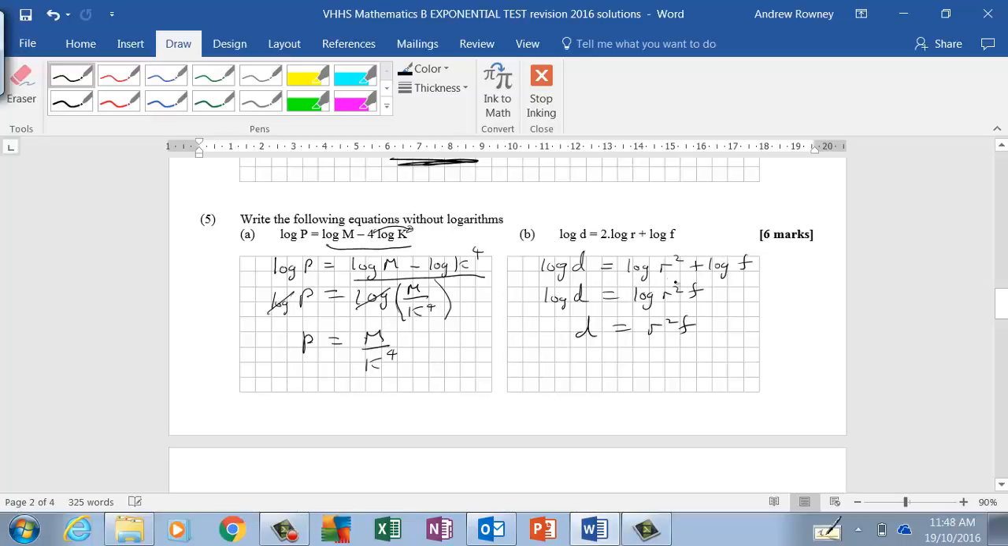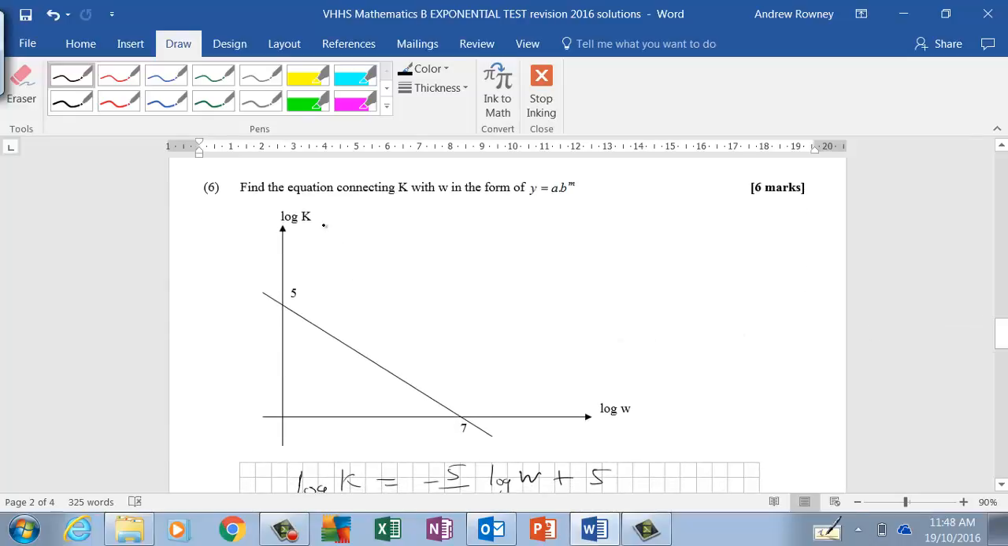This one here, we want to combine these two, so 2 goes up to the top, log r squared, and now when you add logs you multiply the elements, so we're now r squared f. And now since we got log d equals log r squared f, we can drop the logs. What you're really doing is 10 to the left equals 10 to the right, and the 10 and log cancel. So d equals r squared f.